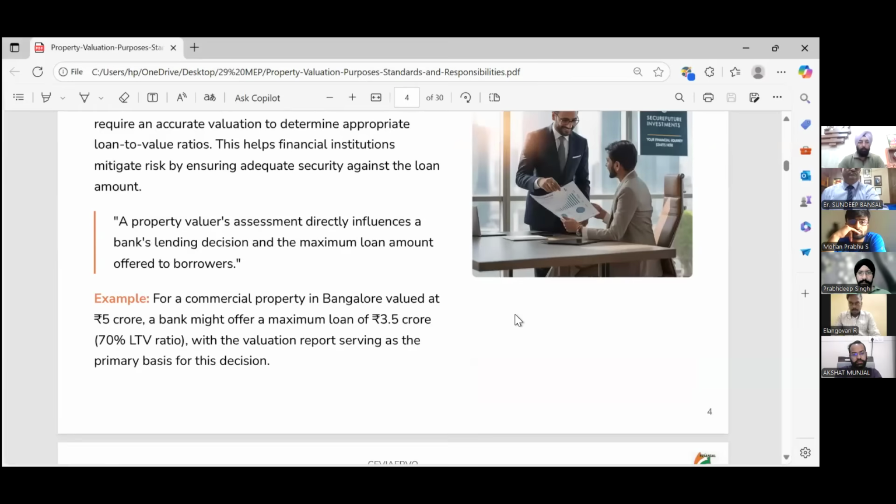So for example, a property valued at 5 crore and loan to value ratio is 75%, then the maximum loan of 3.75 crore may be given by the bank. But as a bank has made the decision on the basis of your valuation, it must be accurate as far as possible.